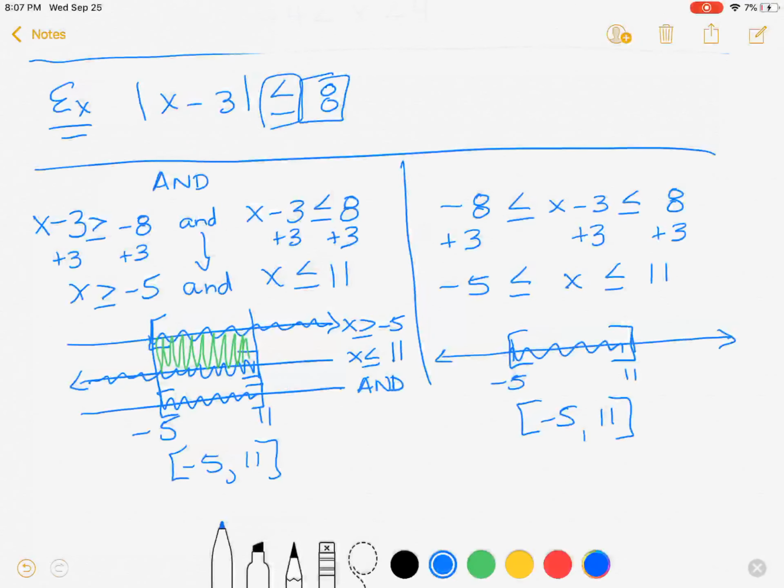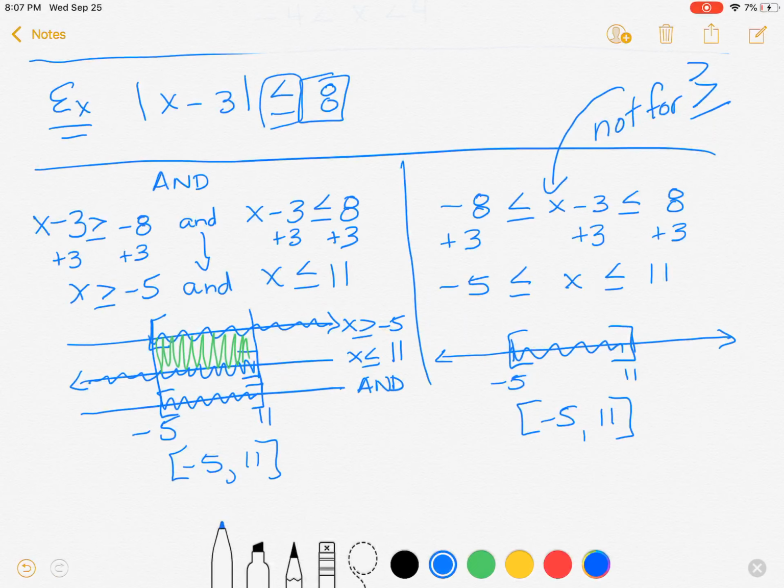Okay? Let me say this, because I'm going to have somebody try it. You cannot do this for greater than. Okay? You cannot do it for greater than because the symbols don't mean or. The symbols mean and. Alright?